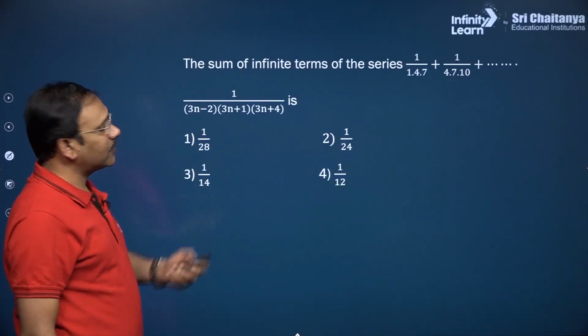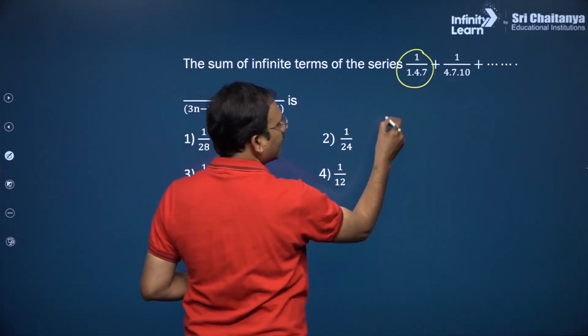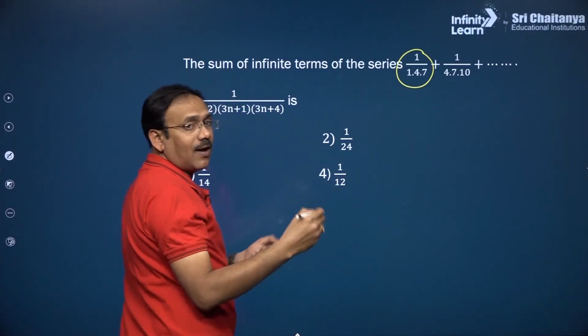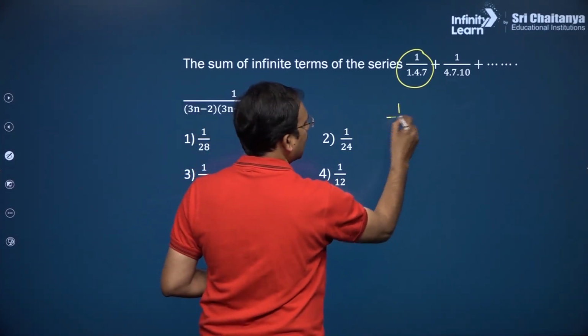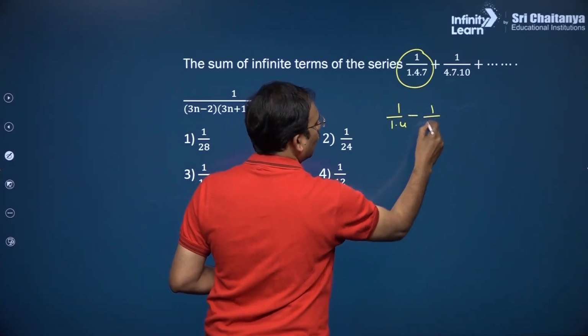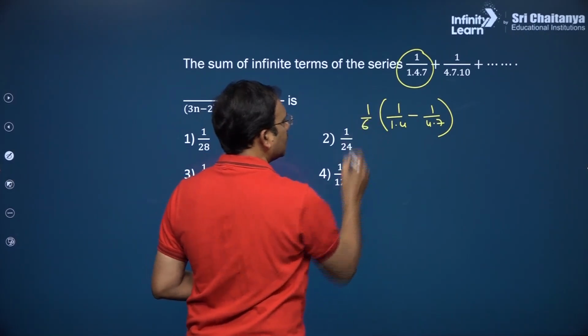Next, the sum of the infinite series. You can observe here 1 into 4 into 7, you can write 1, 4, 7 are in AP with common difference 3. So you can write it as 1 by 1 into 4 minus 1 by 4 into 7, double of the common difference is 6.